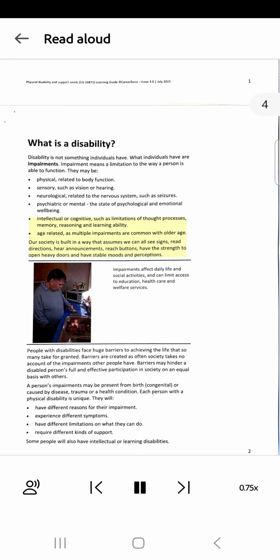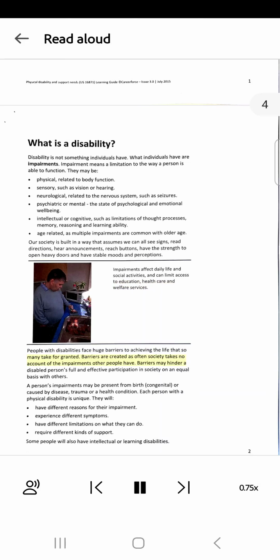Our society is built in a way that assumes we can all see signs, read directions, hear announcements, reach buttons, have the strength to open heavy doors and have stable moods and perceptions. Impairments affect daily life and social activities, and can limit access to education, health care and welfare services. People with disabilities face huge barriers to achieving the life that so many take for granted.